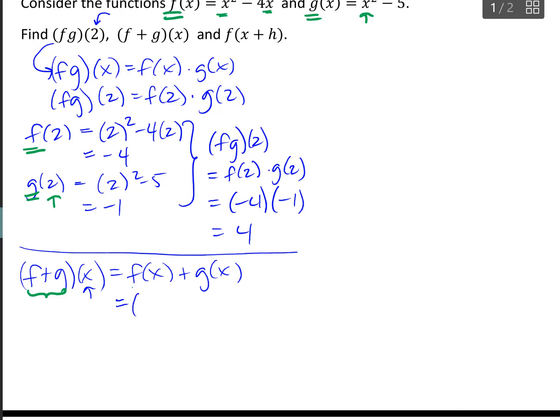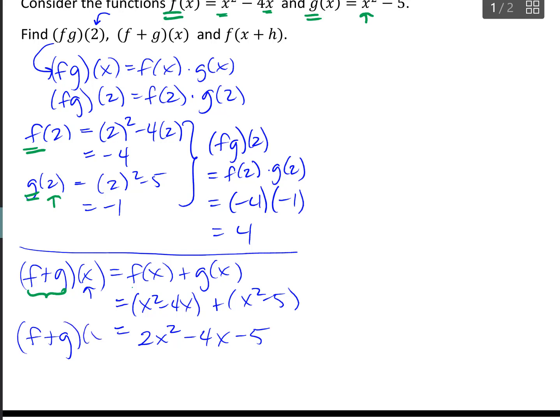expressions together. x squared minus 4x, that's f of x, plus x squared minus 5. That's g of x. And then since it's addition, I'm just talking about combining like terms here. x squared plus x squared is 2x squared, negative 4x, and minus 5. So this is a new function, and we name it f plus g since that's how we found it, by adding the functions f and g together.